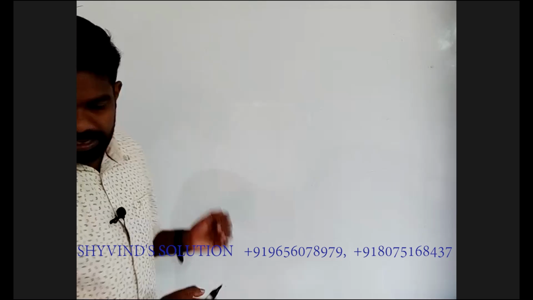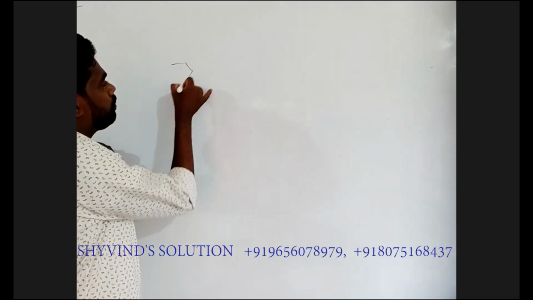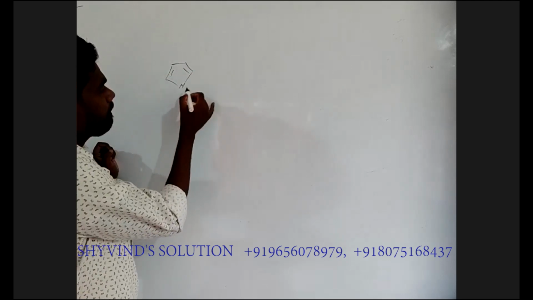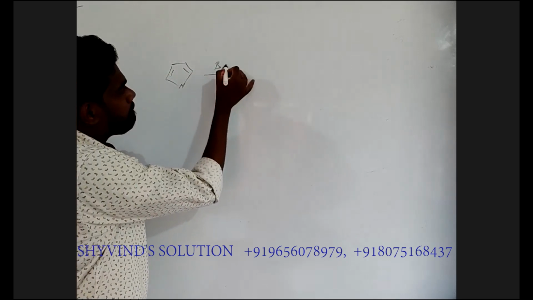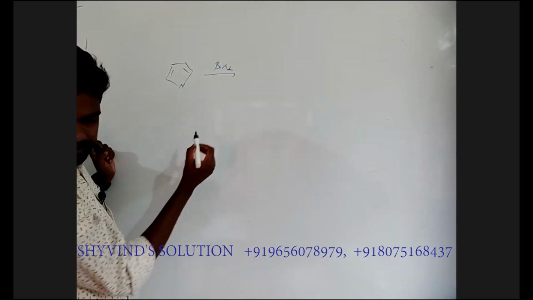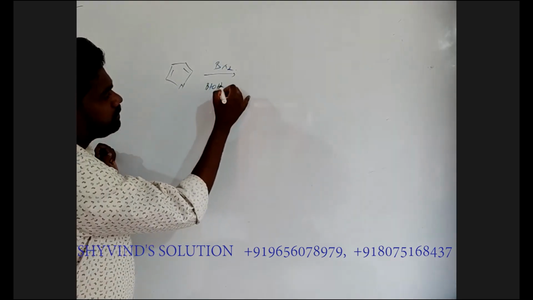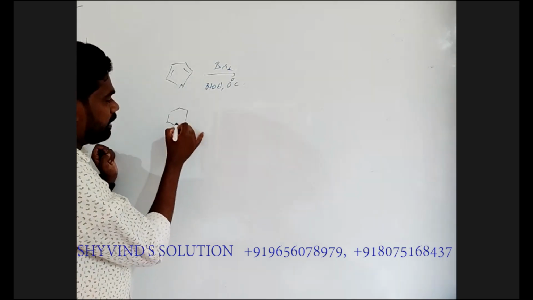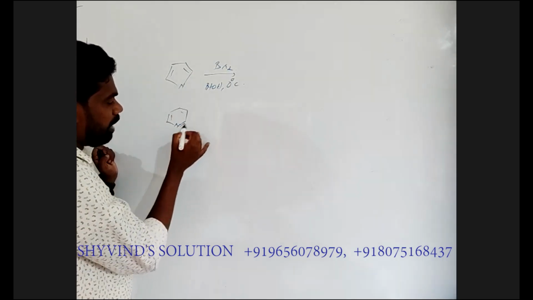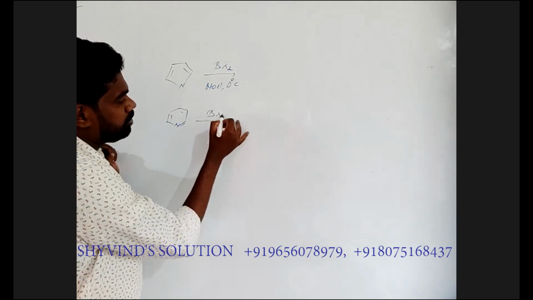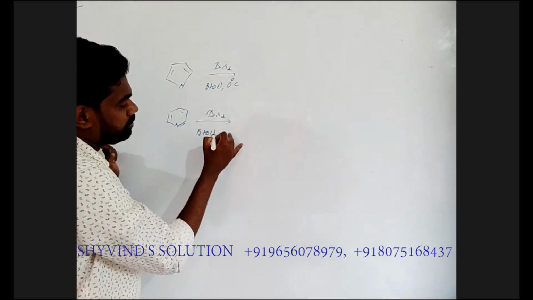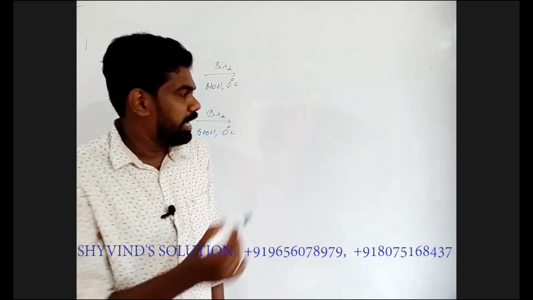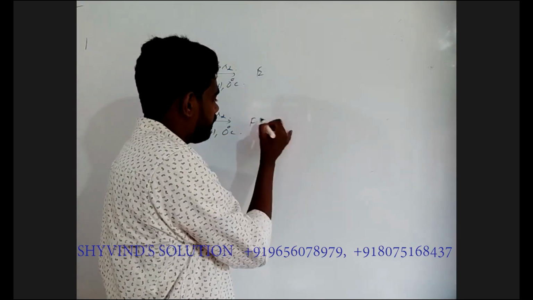We can see two reactions are given. Br2, EtOH, and 0 degrees Celsius are given. That is very important. You should be careful about these reaction conditions: Br2, EtOH and 0 degrees Celsius. Okay, so these are the reaction conditions. This is E and this is F.